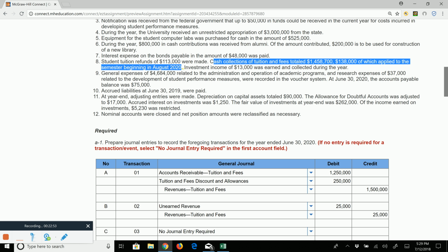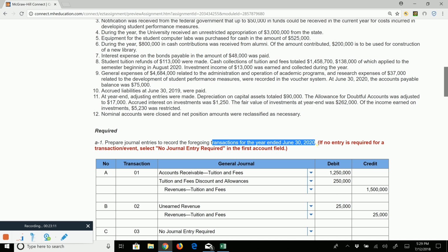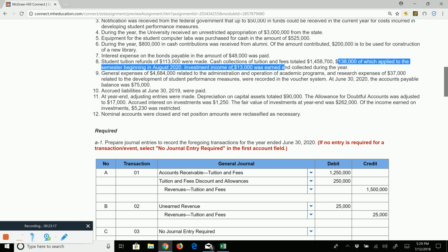All right. Totaled $1,458,700. $138,000 of that is applied to the semester beginning in August of 20. This is important because when does the year end? These are the transactions, and I'll highlight it here. For the year ending June 30, 2020. So when the semester begins in August of 20, that is the next year.